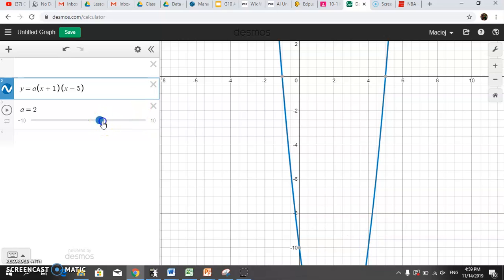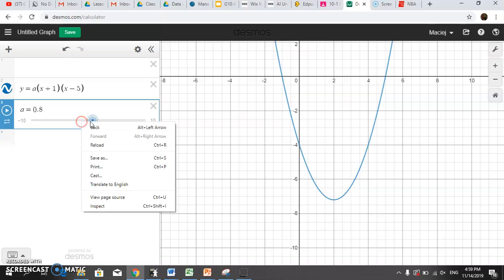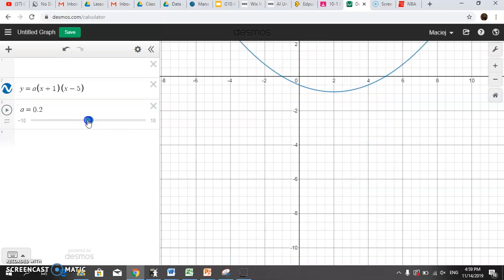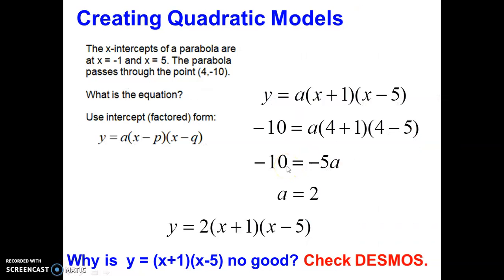If I change the a value, the parabola would no longer pass through that point. So that's why the a value is important, because there are infinite parabolas that have those x-intercepts, but only one of those infinite parabolas also passes through that point. Okay, so let's look at the next one.